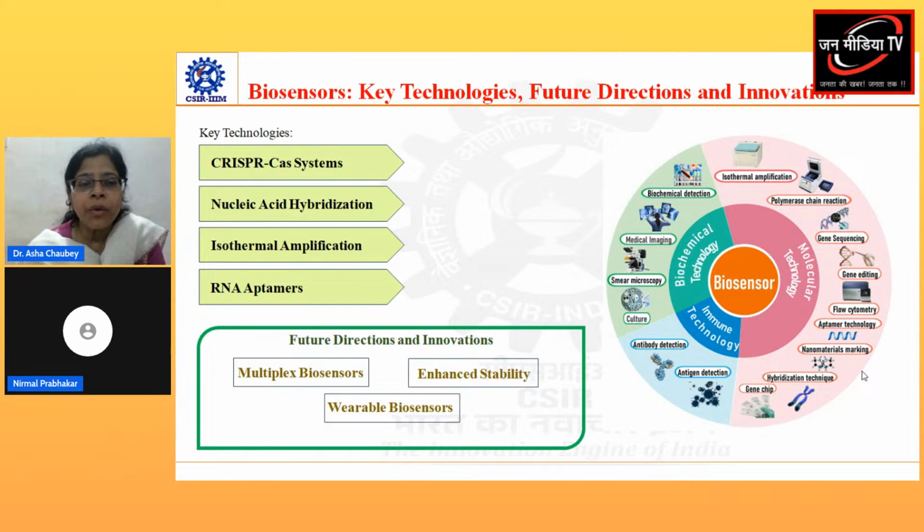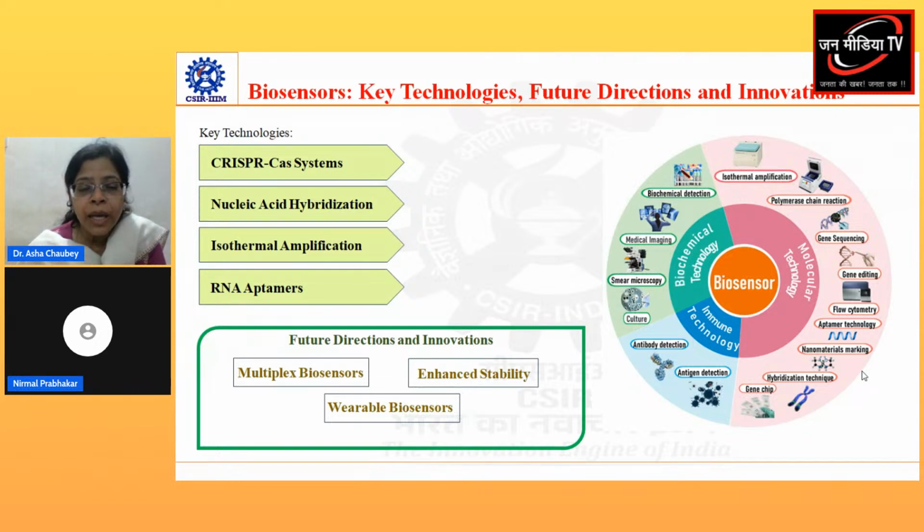And if we talk about the recent advances, there have been some innovations in the area of biosensors, which include CRISPR-Cas systems, nucleic acid hybridization systems, isothermal amplifications, and RNA aptamers, which have helped us develop new kinds of biosensors. They have helped us not only to save time, but also in new approaches which have helped the diagnostic industry a lot. So technology wise, as well as cost wise, as well as time wise, they have helped us.